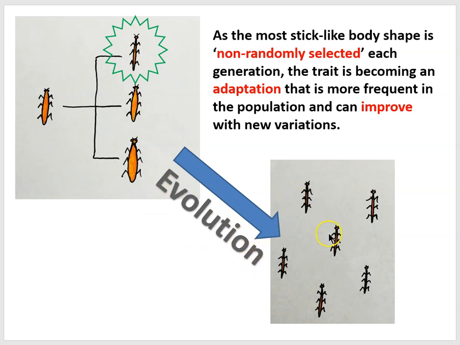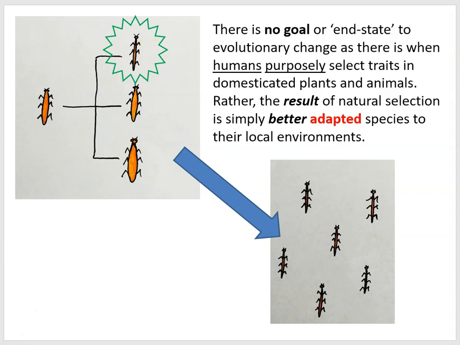In time then, pretty much everybody in the population has pretty good camouflage, so it's a species-wide adaptation. And what allowed this adaptation to improve over time was that each generation there's new variation that can build upon the traits of the past generation. There is no goal or end state to evolutionary change, as there is when humans purposely select traits in domesticated plants and animals. Rather, the result of natural selection is simply better adapted species to their local environments.